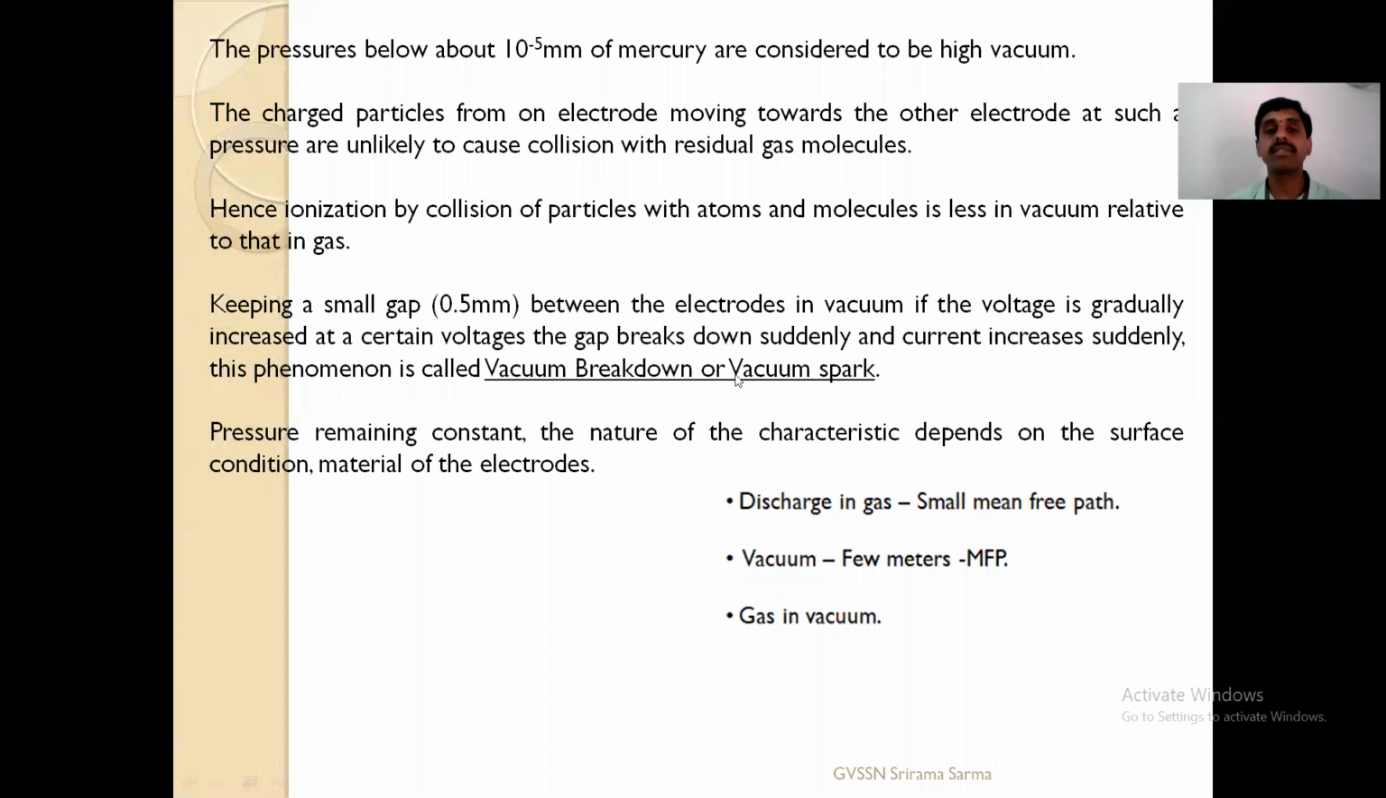Generally, in the vacuum, how can the test be conducted? Keep a small gap and increase the voltage across the gap, and if a breakdown occurs, that means there is some flow of electrons between the electrodes. That is called vacuum spark.